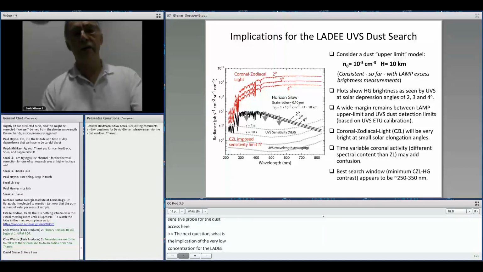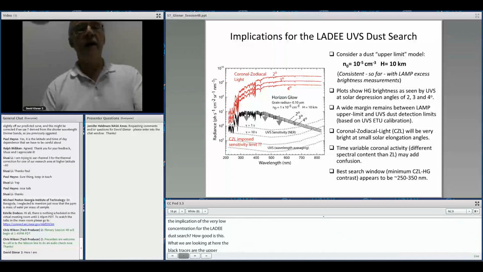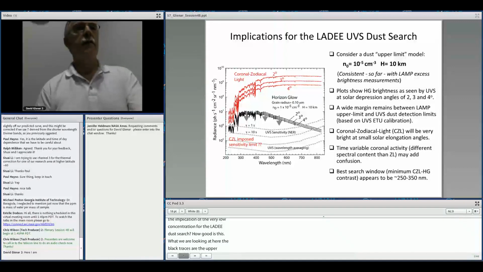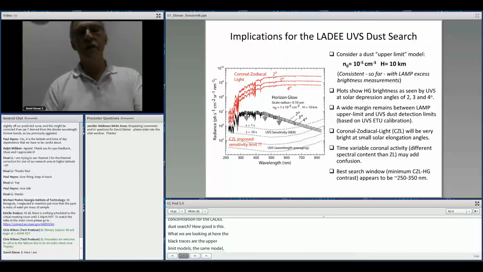What we're looking at here, the black traces are these upper limit models. It's the same model, just 10 to the minus 5 and 10 kilometers at a few different solar depression angles, very close to the limit. So generically, it's what UVIS would look like just after the sun goes below the horizon.